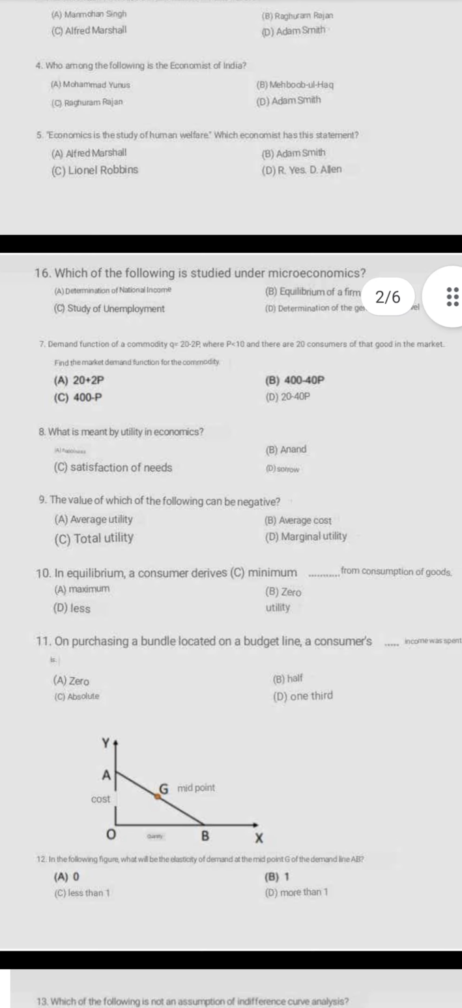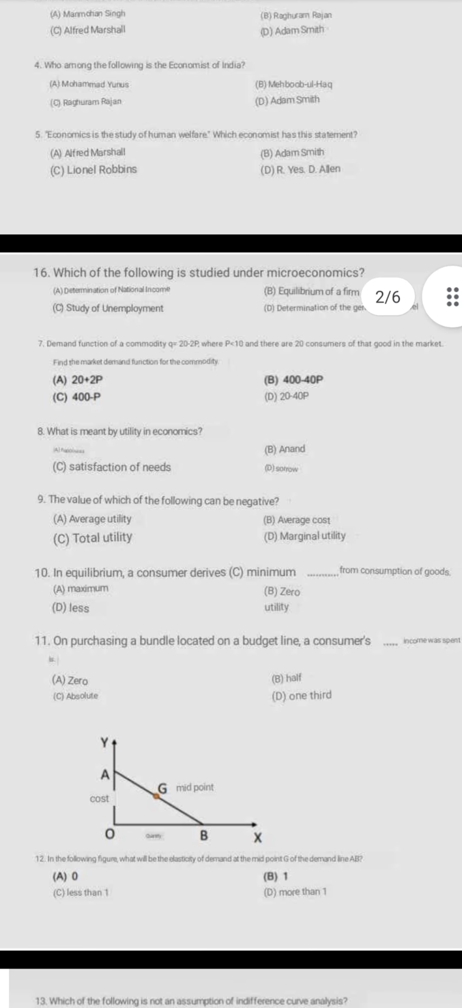Next question number 7. Demand function of a commodity Q is equal to 20 minus 2P, where P is less than 10, and there are 20 consumers of the good in the market. Find the market demand function for the commodity. Where the equation is given Q is equal to 20 minus 2P and consumers are also 20. Then we write this equation, then multiply by 20 on both sides: 20 into (20 minus 2P) into 20. In the next line we get 400 minus 40P. So option number B is correct.